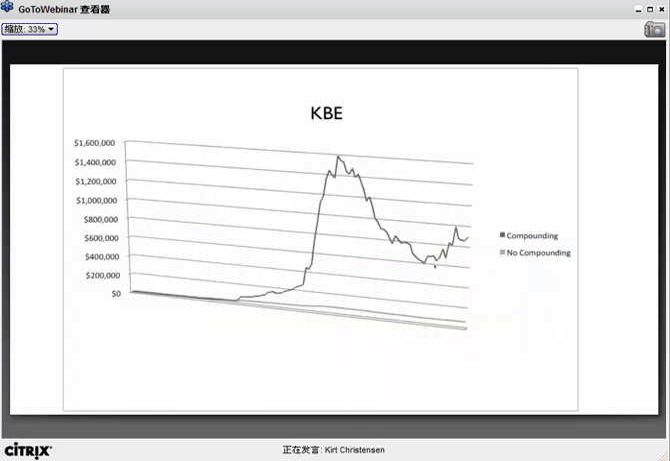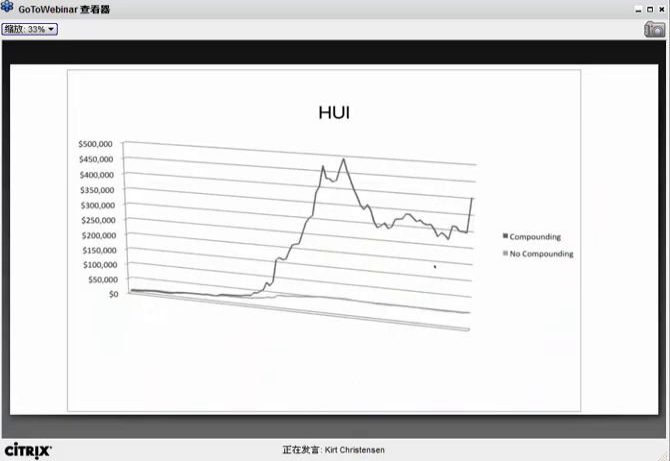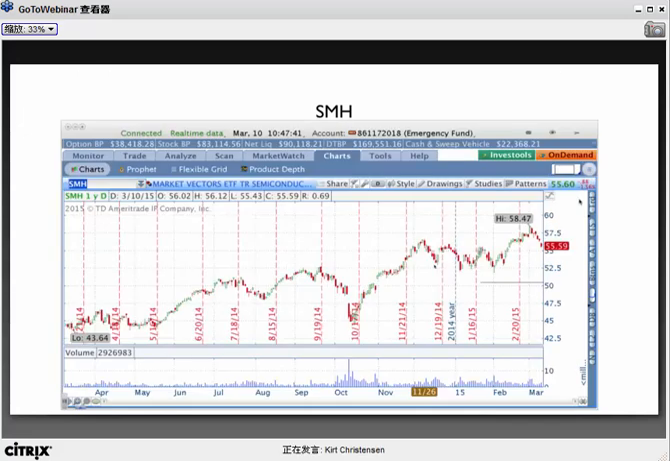Let's see, the KBE trade. We're in that trade. Started back in here, and it's marginally profitable. Not great, but marginally profitable. I think that's all the trades we're in right now. XOI, HUI, SMH. SMH trade is one of the longest ones.